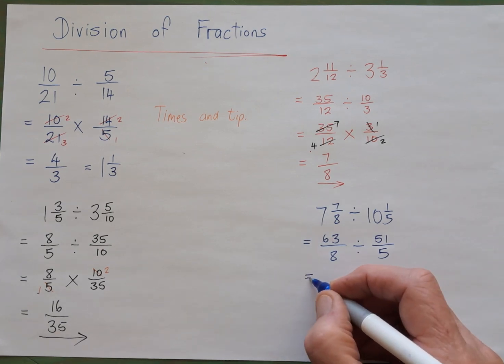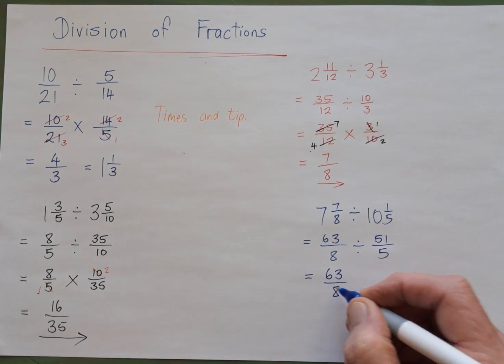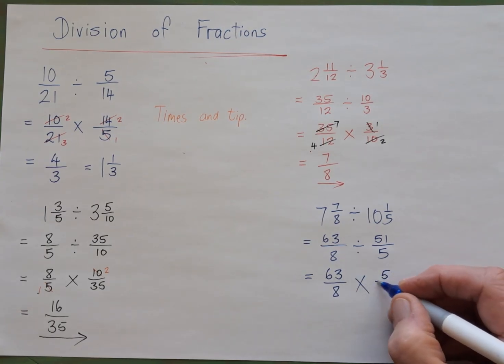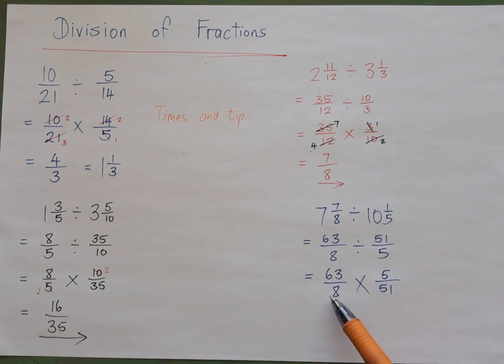Now I do my times and tip step. This one stays the same. Divide changes to times, and tip the second fraction. Right, now we need to look at cancelling. If we look this way, there's no way that anything will go into 8 and into 5.